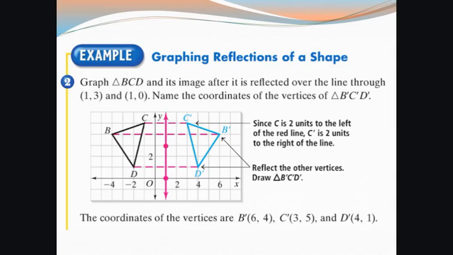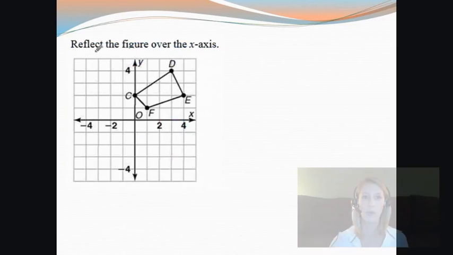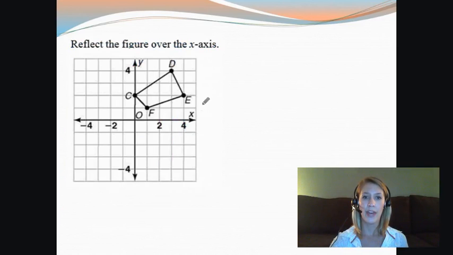In this example, we're graphing a reflection of a triangle. So we are using that rule of flipping across that mirrored image of either the y-axis or the x-axis to show that reflection. And this is the example we're going to work on. We're going to reflect this image over the x-axis. So this is the axis that we are going to reflect it over.